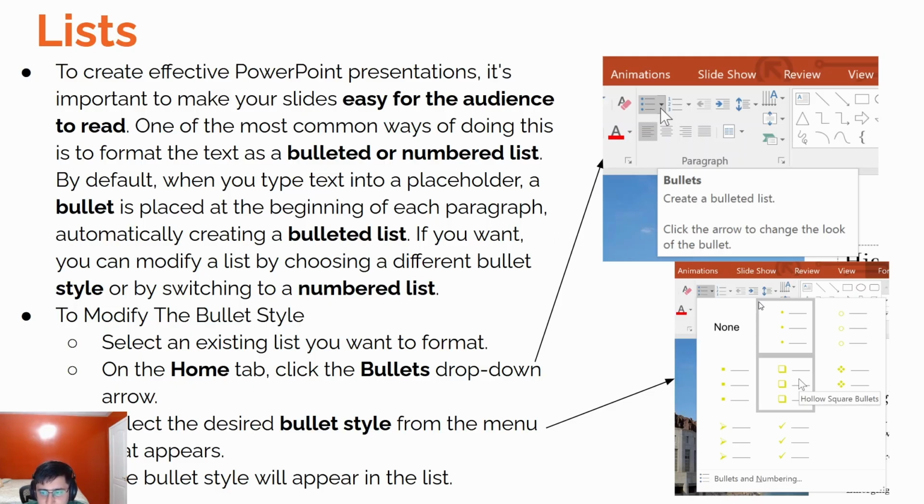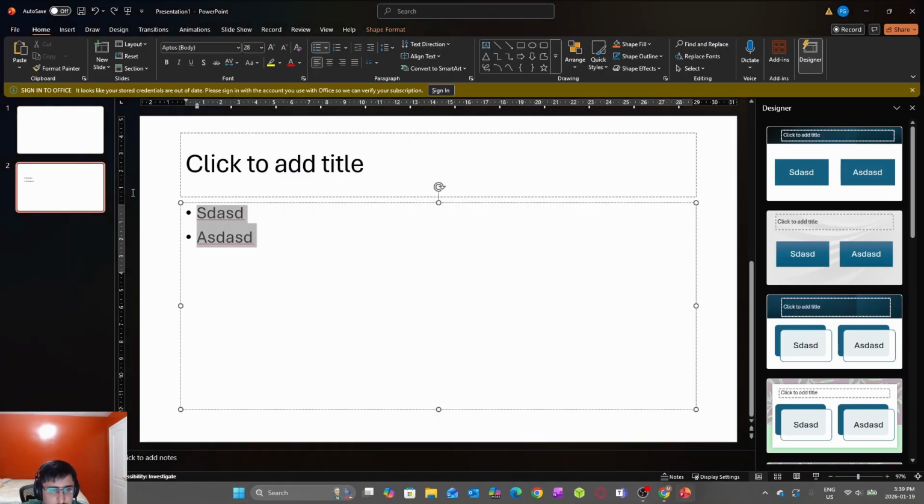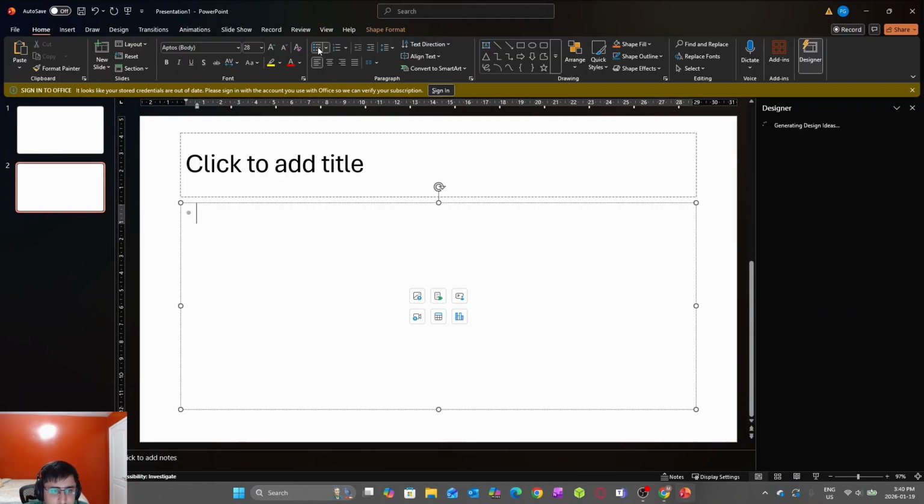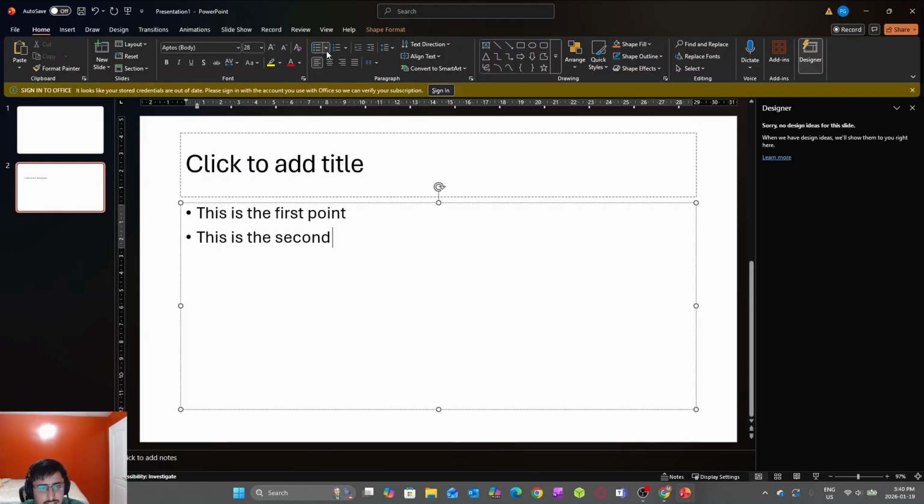Now, if we want to change the bullet style, we go to the bulleted style dropdown, and we have a list of bullets that we can choose from and change. So let's just go through this example. Let's just delete this. First thing, if we want to insert a bulleted list, we can just click on this. We'll just say this is the first point, this is the second point, this is the third point, right?